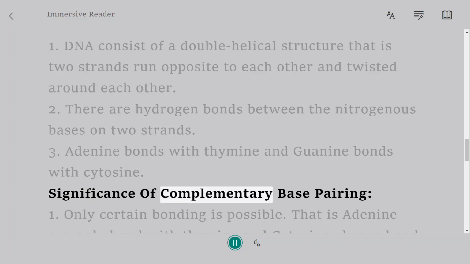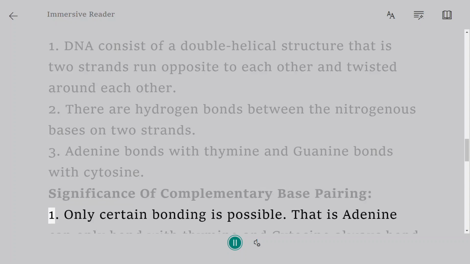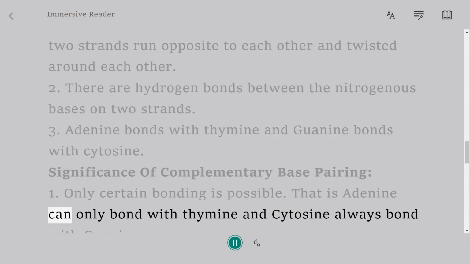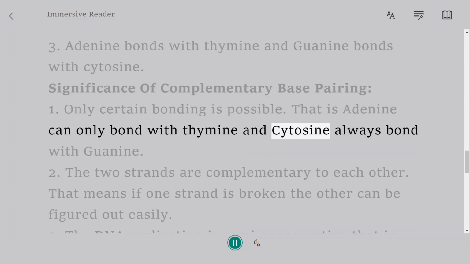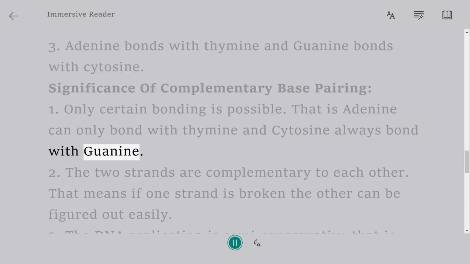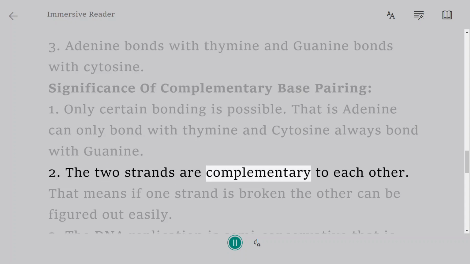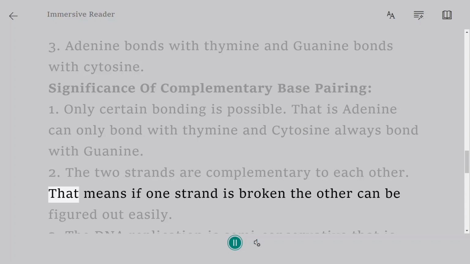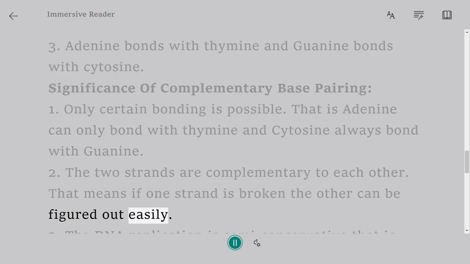Significance of complementary base pairing. 1. Only certain bonding is possible. That is, adenine can only bond with thymine and cytosine always bonds with guanine. 2. The 2 strands are complementary to each other. That means if one strand is broken, the other can be figured out easily.